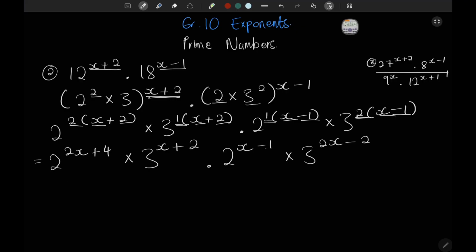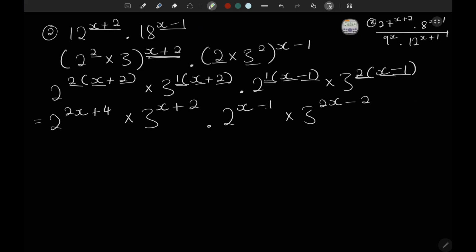So let's check whether we have any similar bases. We have 2 and 2, 3 and 3. So we do have similar bases. So let's start with the 2's. We have 2 and 2 here. We have 2 bases that are multiplied, so we add the exponents. So you write down the base, it is 2, then 2x plus 4 plus x minus 1.